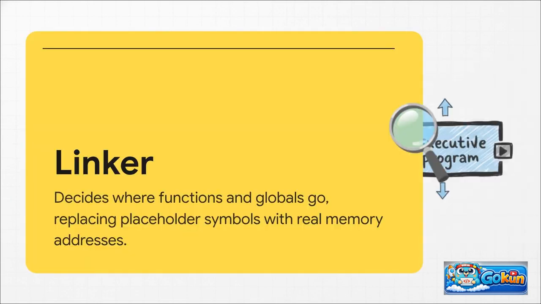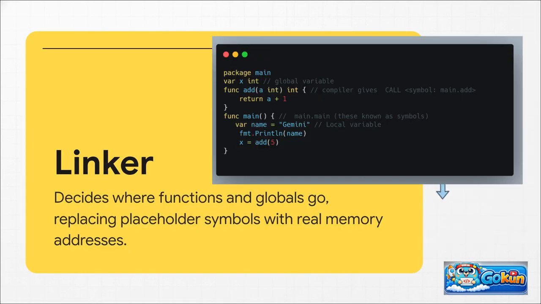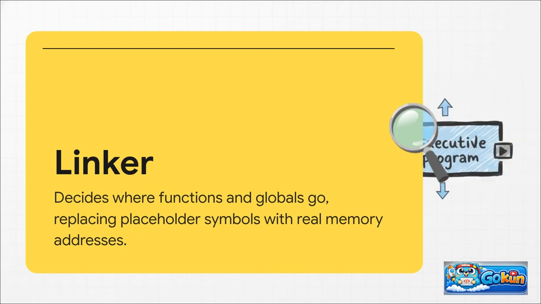So here's the key thing to realize. By the time the linker gets involved, your Go code has already been compiled into machine instructions. But those instructions are incomplete. They're full of IOUs. They say things like, call the function named main.add, or put this value in a variable called main.x. The linker's job is to cash in all those IOUs. It replaces those names, which we call symbols, with actual hard-coded memory addresses. It's the one that decides exactly where every function and every global variable is going to live in the final program.